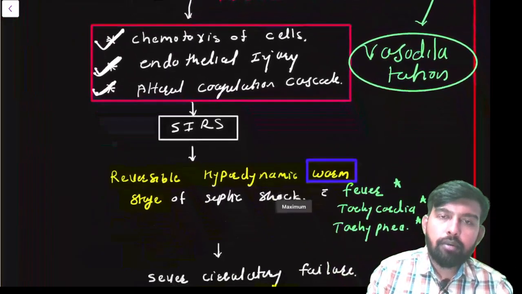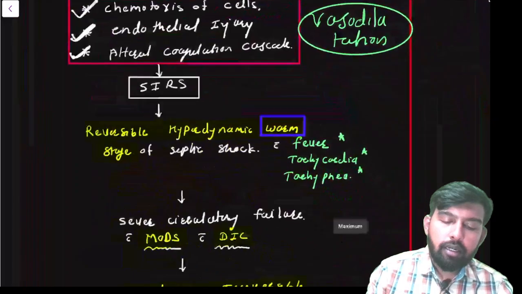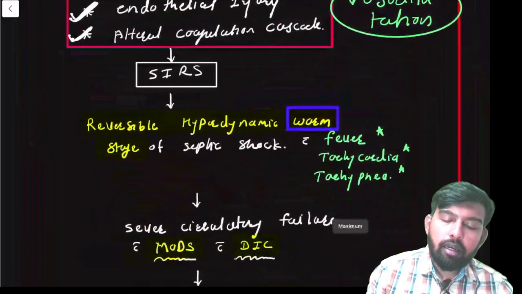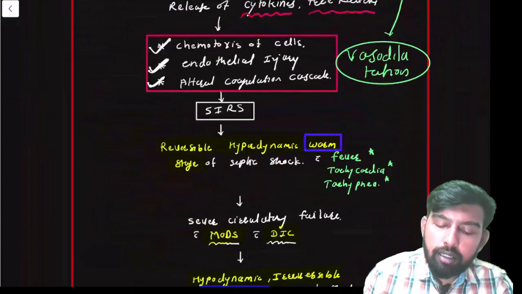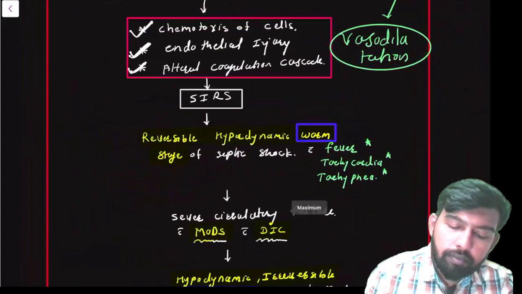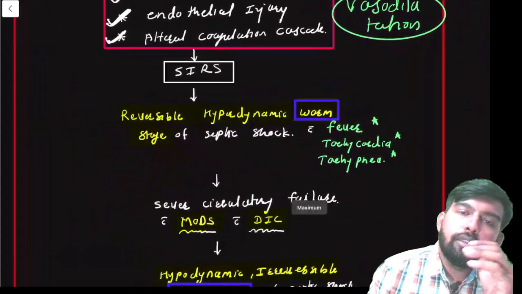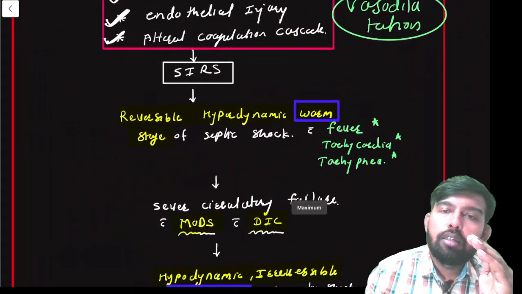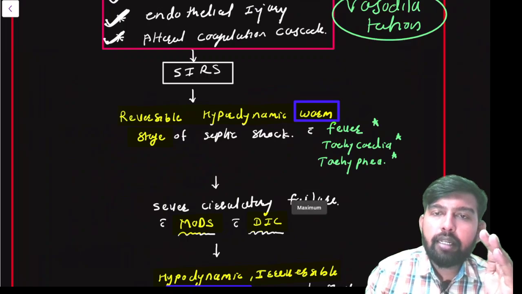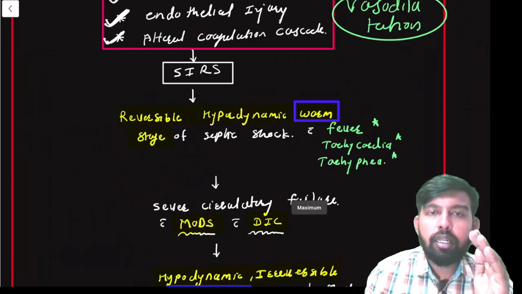So what is systemic inflammatory response syndrome? It is a reversible hyperdynamic type of condition. It is the warm stage of septic shock, which is characterized by fever, tachycardia and tachypnea.